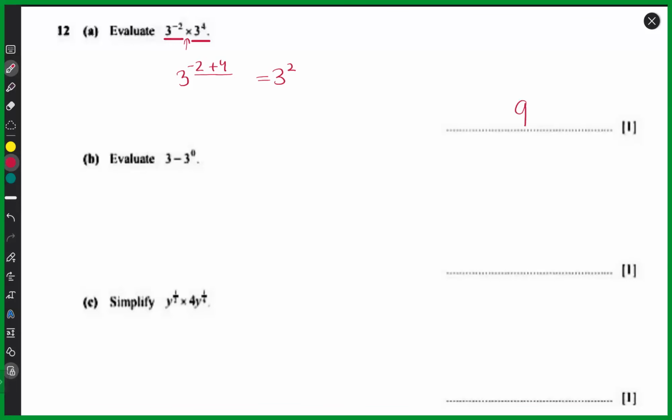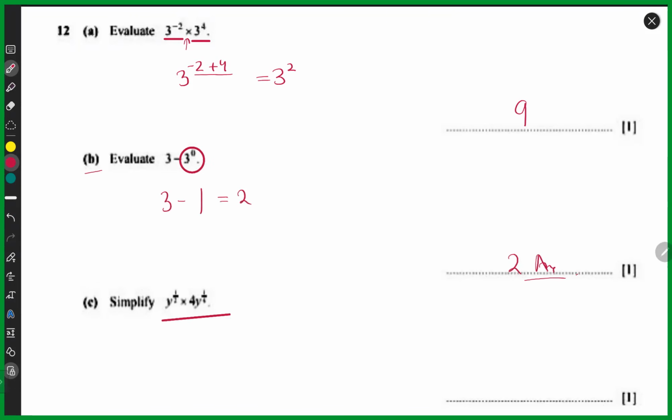If I talk about the second part, it was 3 minus 3 power 0. So 3 would come as it is. What is 3 power 0? Any number power 0 is 1 and the difference is going to be 2. So this would be 2 and this is going to be the answer. Very good. Okay. And the third part.